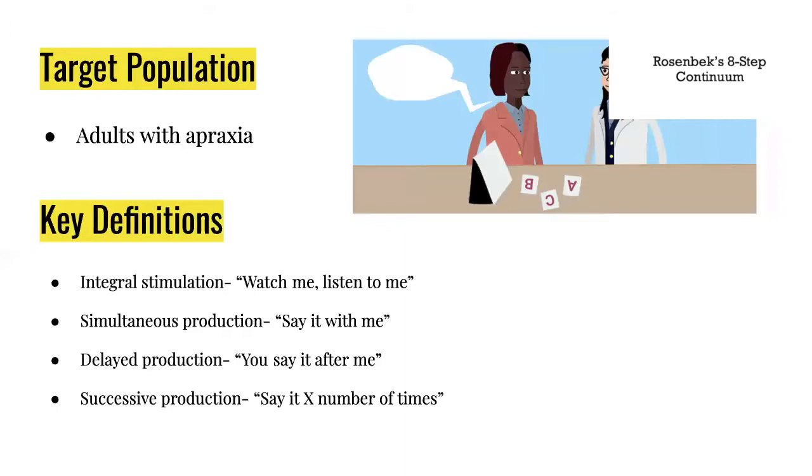Some key definitions. Integral stimulation is a procedure where the clinician models the target, providing auditory and visual cues. Watch me, listen to me. Simultaneous production requires the client and clinician to produce the target at the same time. Say it with me. Delayed production requires the client to produce the target after the clinician models the target. A clinician would say, "You say it after me." Successive production requires the client to produce the target multiple times consecutively. The clinician would say it X number of times.